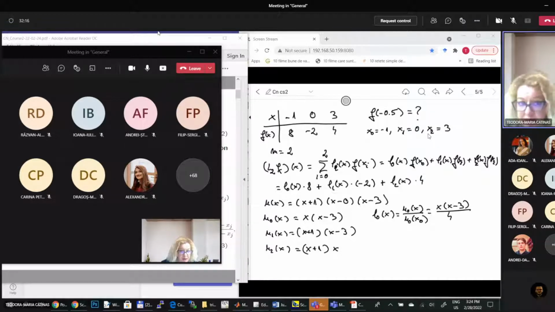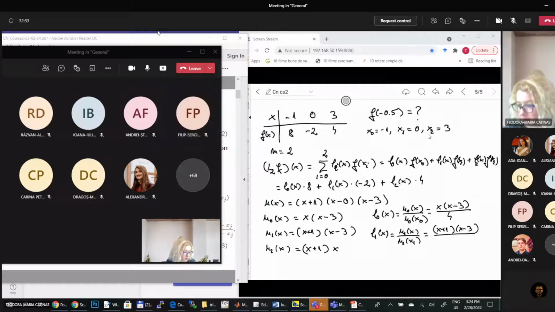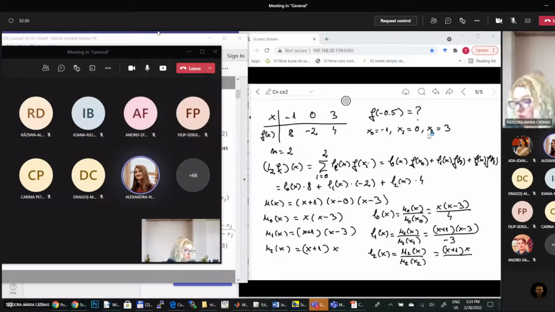Thanks. L1 is u1 of x over u1 of x1, which is x plus 1, x minus 3, over how much? Minus 3. Okay. And the last one, u2 of x over u2 of x2, which is x plus 1, x over 12, right. Okay, and now we replace in the formula of the polynomial.